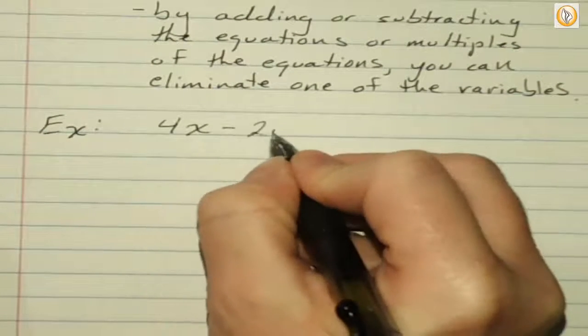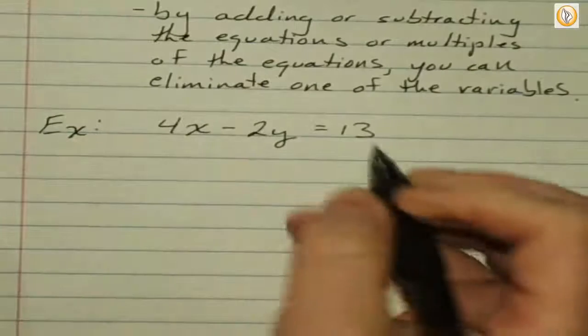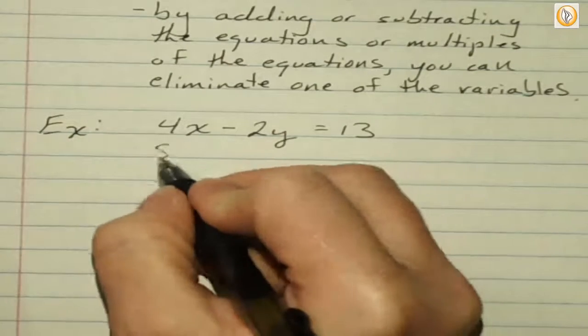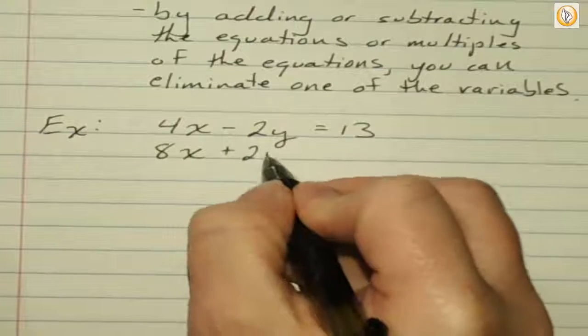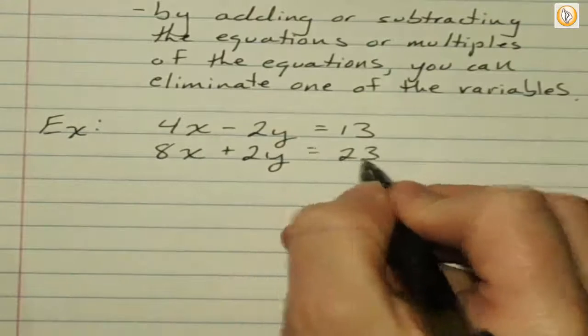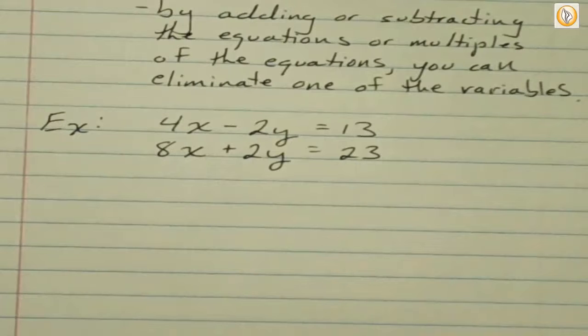4x minus 2y equals 13. There's your first equation. And 8x plus 2y equals 23. All right. Write that down. Those are your two systems of equations. And again, we're looking for the ordered pair of where these two lines cross. Now, once you have it written down, I need your eyes up on the board. Taylor, you looking? You have those two written. Okay, so you need to be looking.